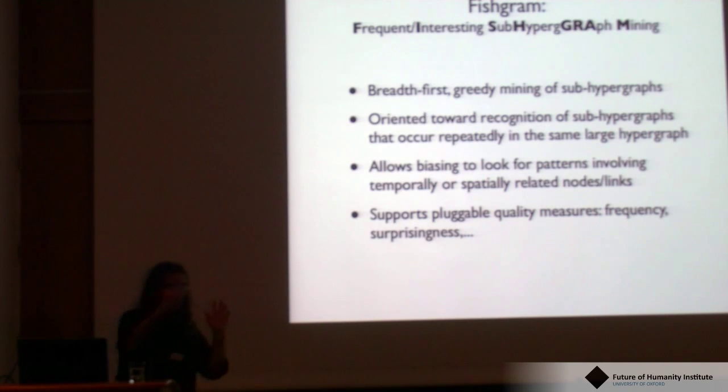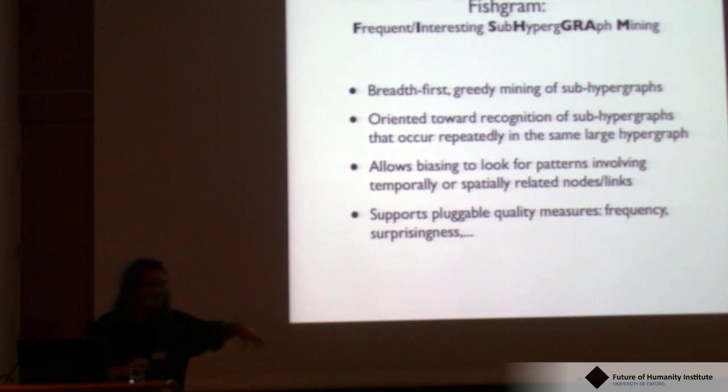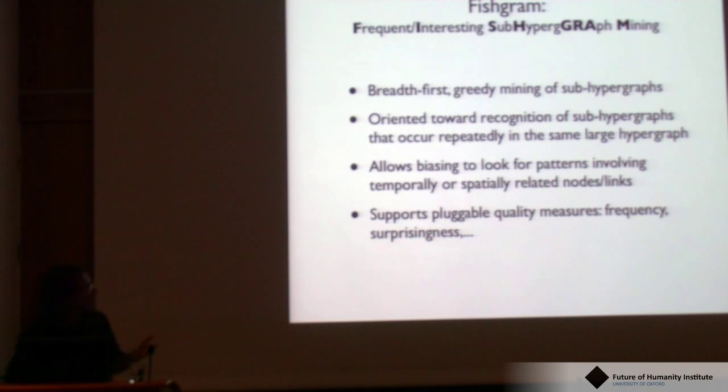We want to recognize subhypergraphs that occur very frequently in the same big hypergraph. So it could be two eyes often occur next to each other, or it could be, say, I often see groups of young women walking around together through the robot lab. I mean, it's basically any frequent co-occurrences within the hypergraph, and we tweak the algorithm to especially look for patterns involving spatially or temporally related nodes and links.